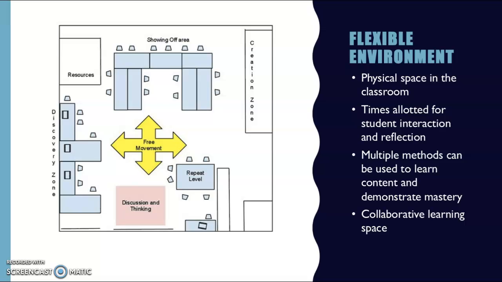Students choose when and where they learn within the classroom, so educators need to be flexible with their expectations of student timelines and their assessments of student learning. So a flexible environment is going to look like a physically altered space that's appropriate for whatever unit is being discussed. It's also going to have times allotted for student interaction and reflection, and multiple methods used to learn content as well as demonstrate mastery. So all in all, it's a very collaborative learning space, and if you look at this image, it's actually a demonstration of what this might look like in an elementary school classroom.